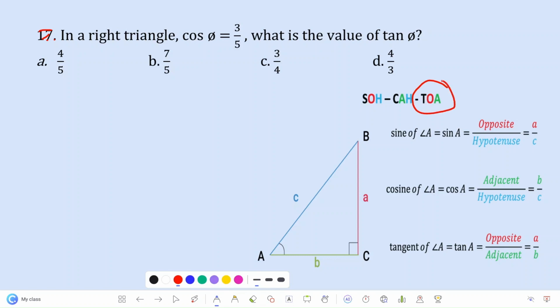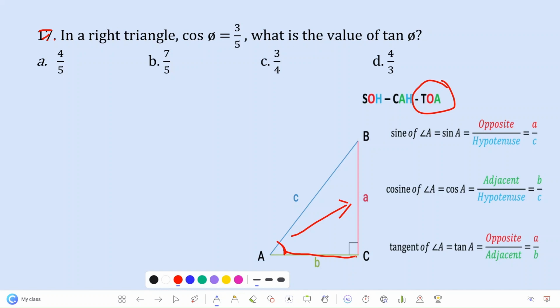TOA. So, tangent of A, again, this is the opposite over adjacent. So, this is the opposite over the adjacent. So, this is A over B. So, napakadali po. Ang SOHCAHTOA, pag natandaan po ninyo ito, ay malaking tulong po ito sa inyong trigonometry.